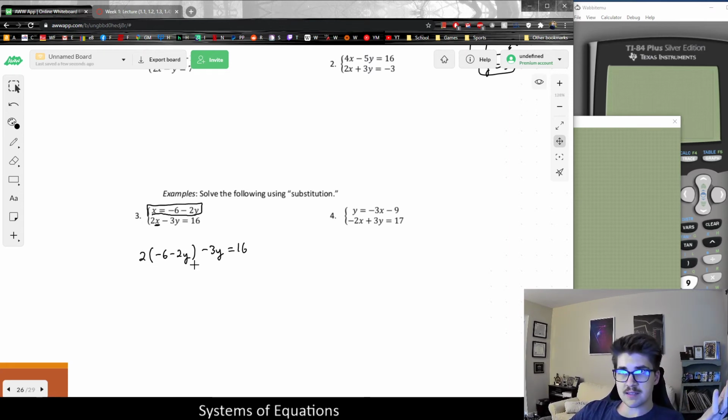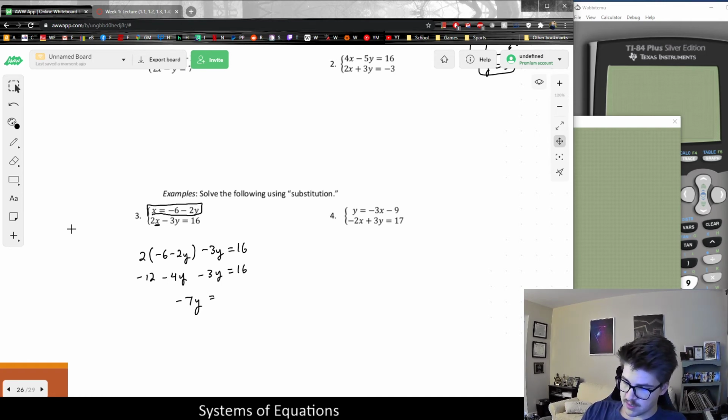We call this substituting because I'm taking the entire x and substituting one equation into the other. And always use parentheses when you're substituting, because when we write 2x, that means 2 times the whole value of x. And x is more than one thing, so I want to make sure the 2 is multiplied to both things. Whenever you're doing substitution, I always recommend using parentheses around what you substitute in. So that would give us negative 12 minus 4y minus 3y is equal to 16. And now we have just a single equation with one variable. This we can always solve by combining like terms and adding 12 to the other side.